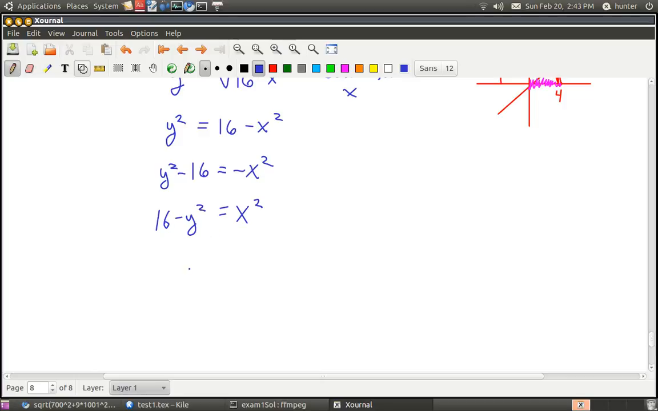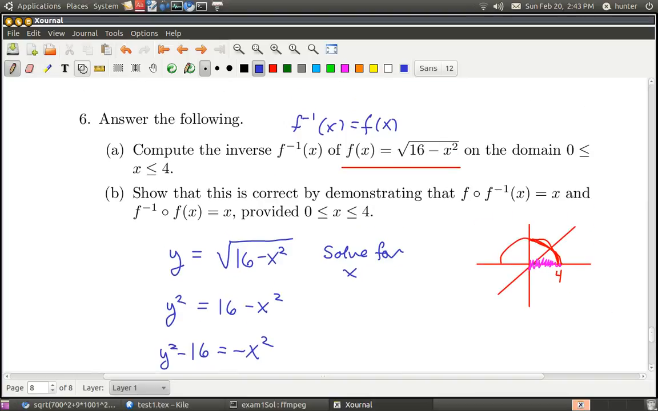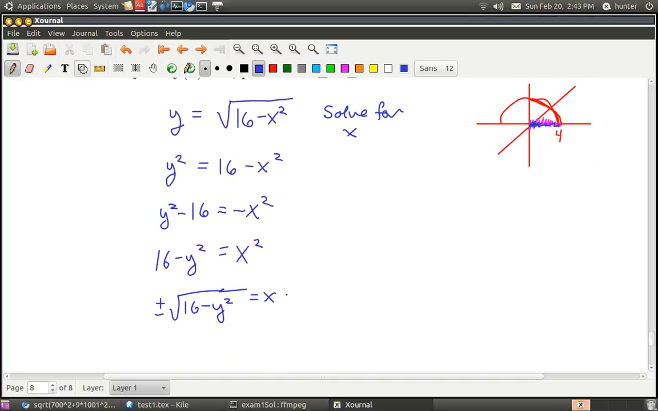Okay, and now x is equal to, take the square root of both sides, plus or minus the square root of 16 minus y squared is equal to x. But look, we're not considering the negative solution because we're only looking at this domain from 0 to 4. So the domain 0 to 4. Alright, so that means that we ignore the negative solution. We're not considering negative x's. So we just have that x is equal to the square root of 16 minus y squared.